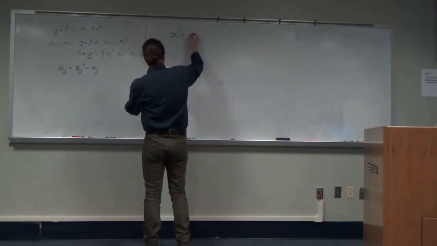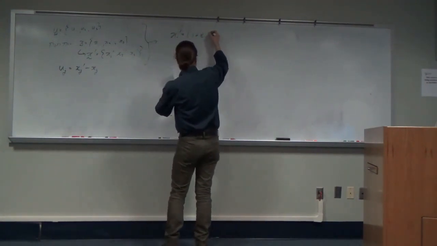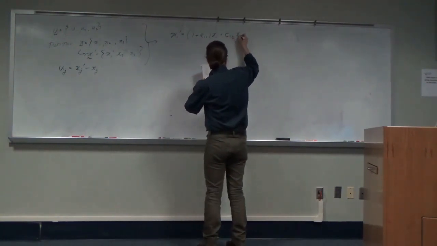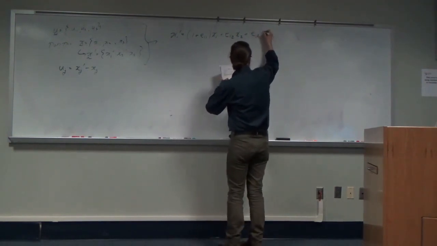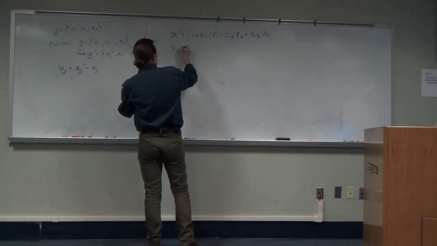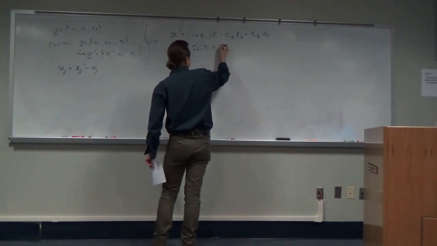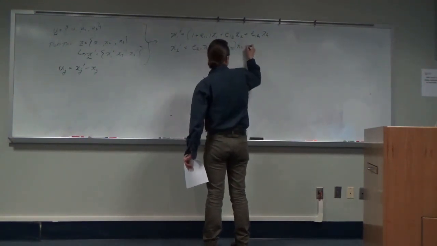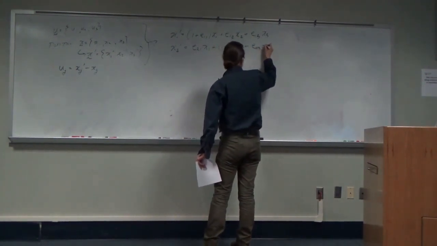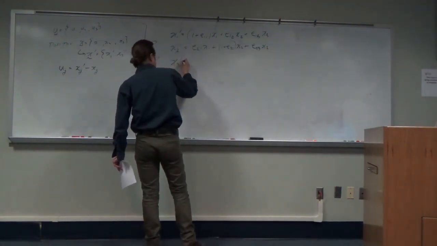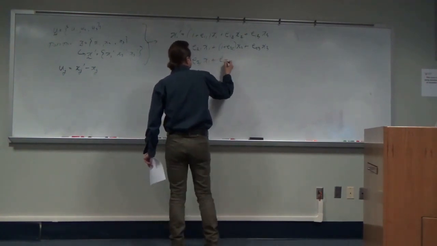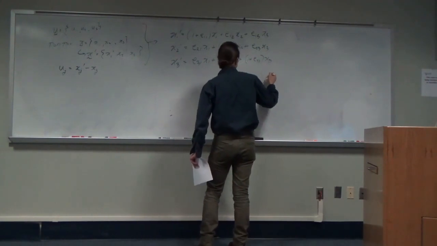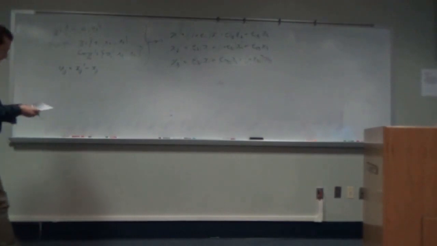as x1 prime is equal to 1 plus e11, x1 plus e12, x2 plus e13, x3. x2 prime is equal to e21, x1 plus 1 plus e22, x2 plus e23, x3, and x3 prime is equal to e31, x1 plus e32, x2 plus 1 plus e33, x3. So we can write them out this way.